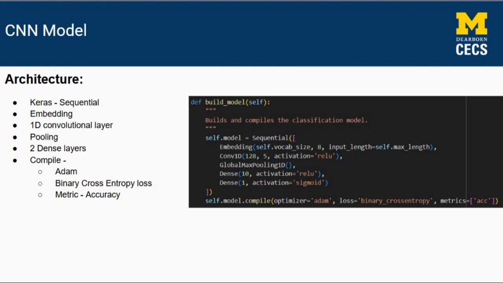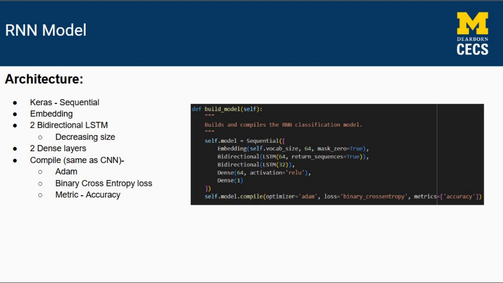Then we applied the compilation to it using the Adam optimizer, and the loss function is binary cross entropy, and the metric is accuracy, so that we measure the accuracy based on the evaluation.